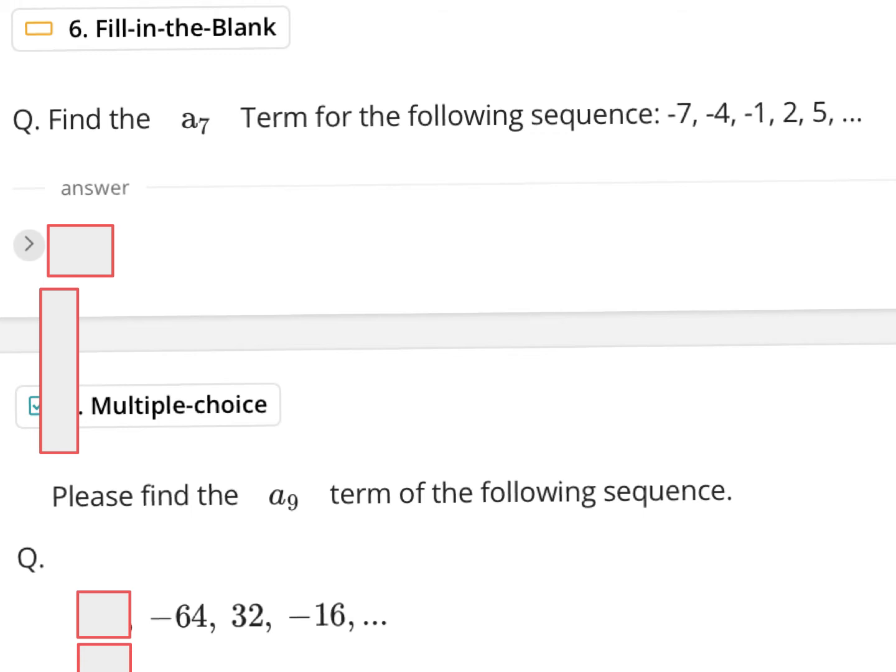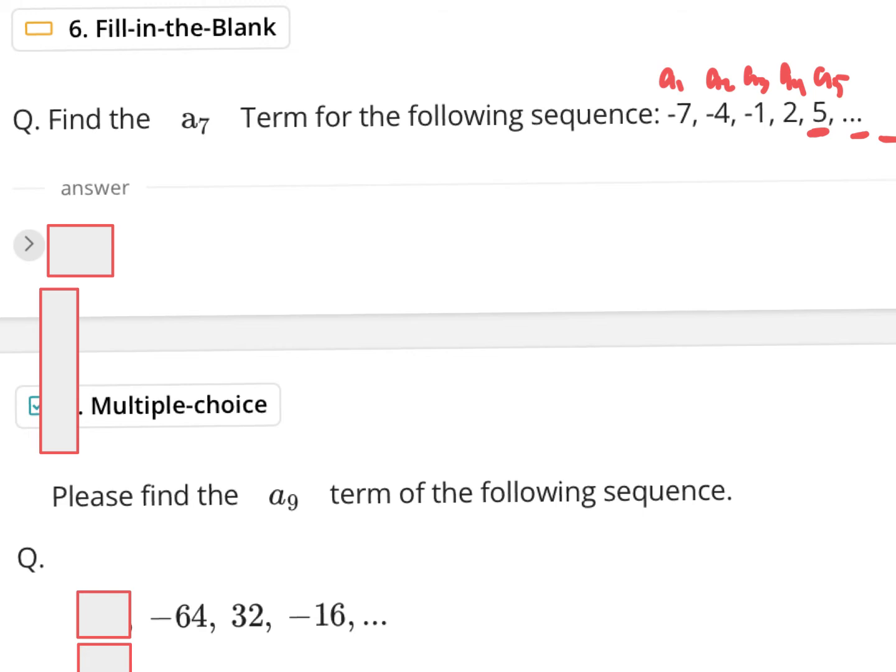That means the 7th number on this list. So again, remember the notation. This is a sub 1, a sub 2, a sub 3, a sub 4, a sub 5. So this is a sub 5. We need 2 more, 6, 7. Now, before we find that a sub 7 term, let's identify whether this is arithmetic or geometric. Is there a common ratio or a common difference?